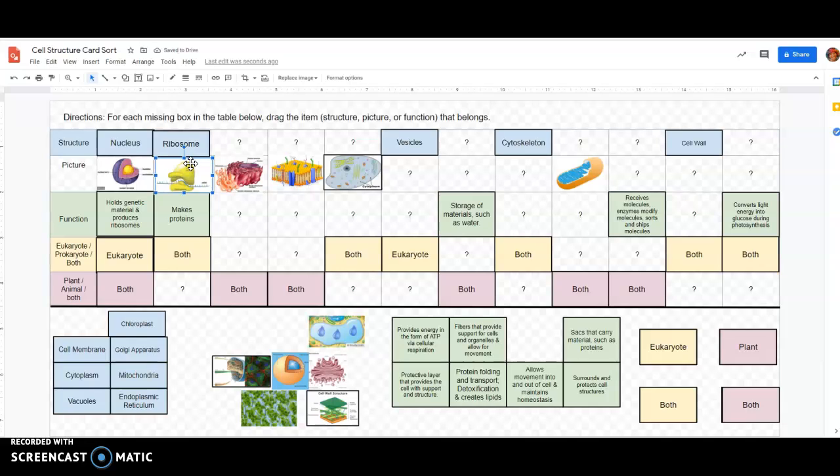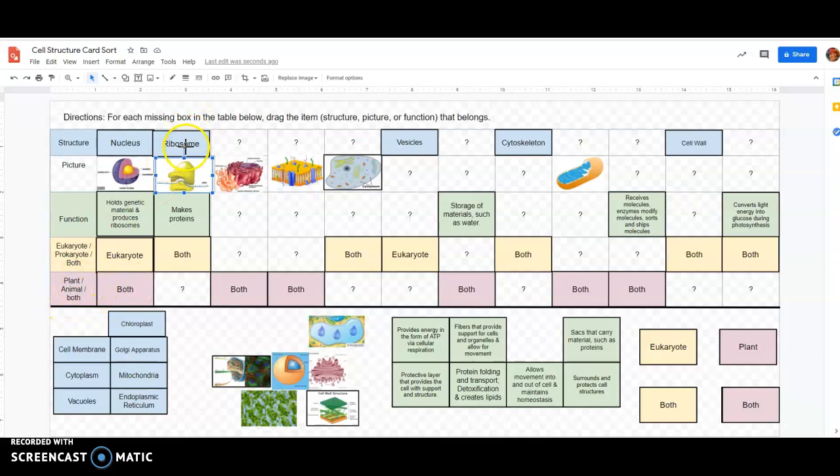So basically what you're doing is you're going through all of the structures that are in blue, and you're going to match them with their correct picture by dragging and dropping. Match it with the correct function in the green. Tell me if they are in eukaryotic, prokaryotic, or in both. And then tell me if they're in plant and animal.